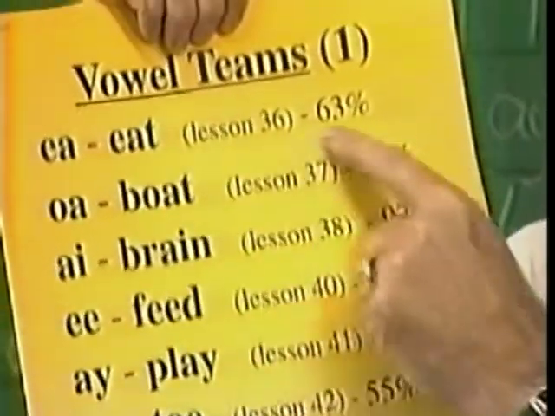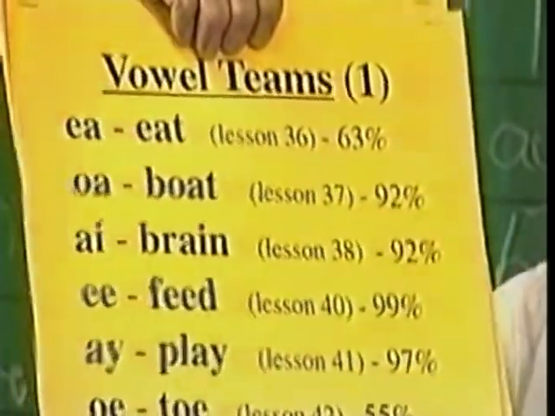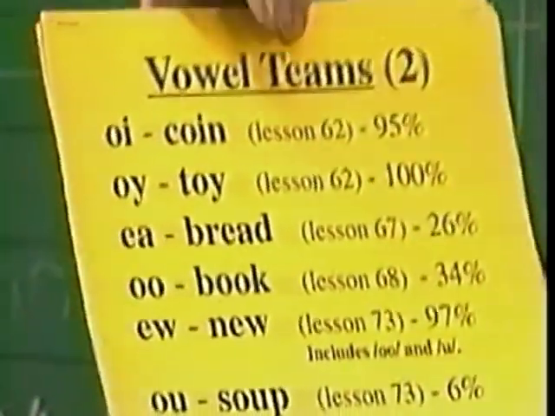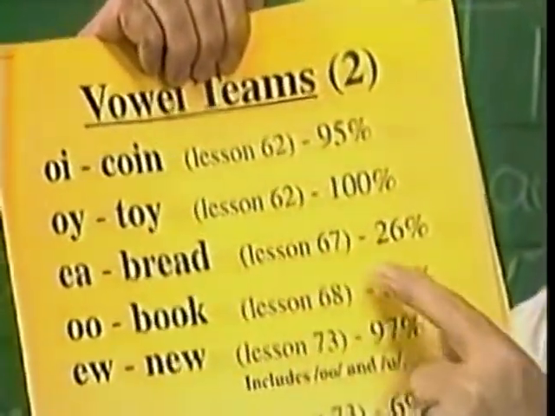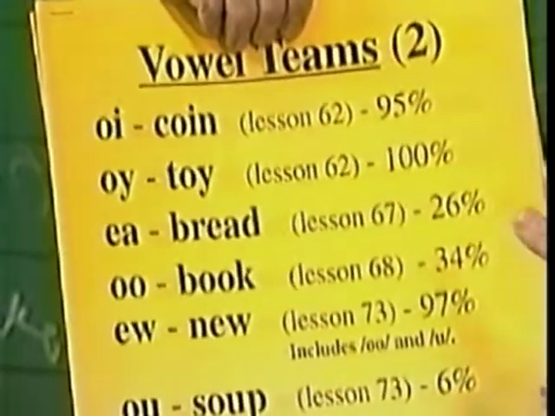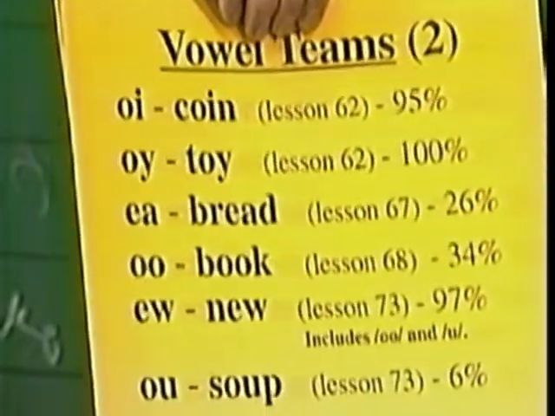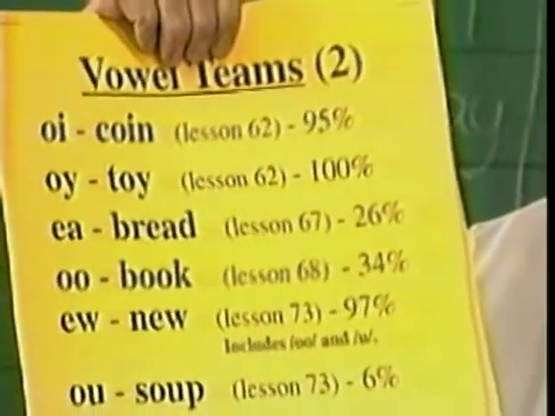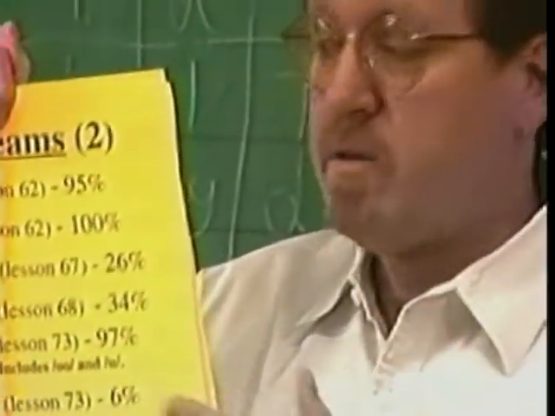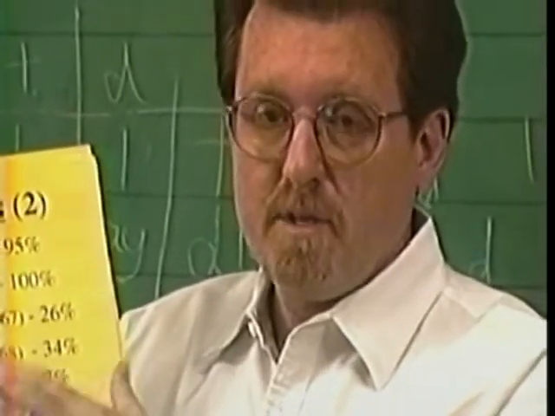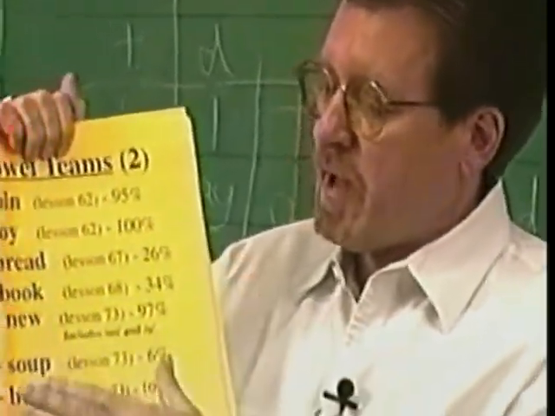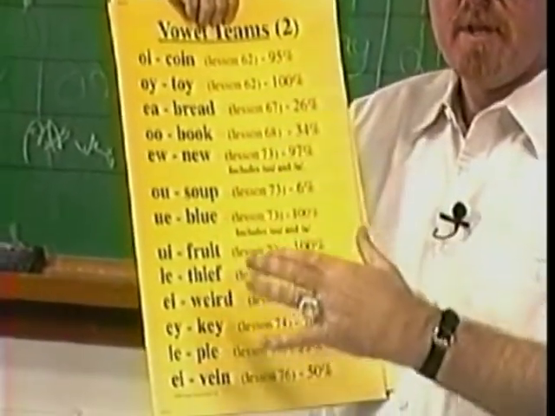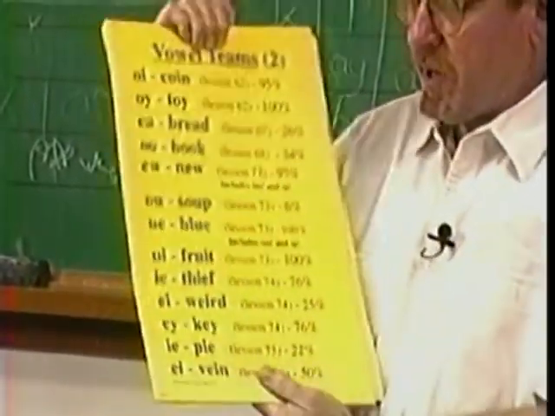EA spells E 63% of the time. Now a little bit later in the program, EA spells E 26% of the time. So E is your first guess, E is your second guess. Then we have three sight words, break, steak, and great. And those are the three that sound like A, and we teach those as sight words. But you see how this makes students be able to make better guesses when they see vowels and vowel combinations.